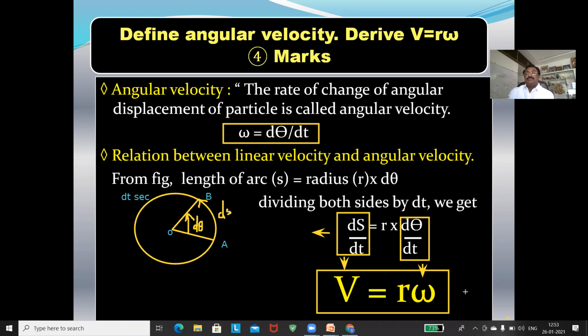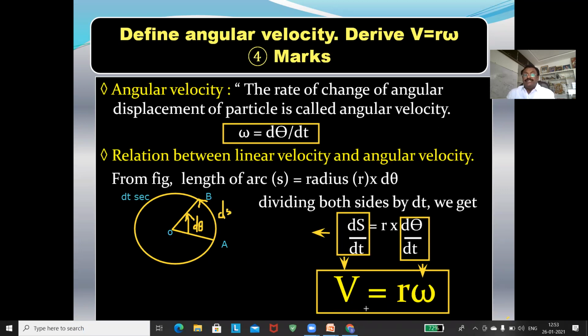V is the linear velocity of the rotating body. Omega is the angular velocity of the rotating body. So v is equal to r omega. This is the relation between linear and angular velocity. So what do you understand by watching this equation?